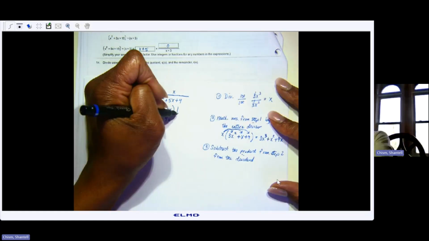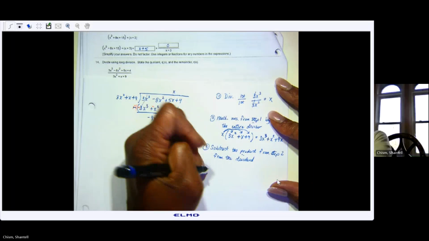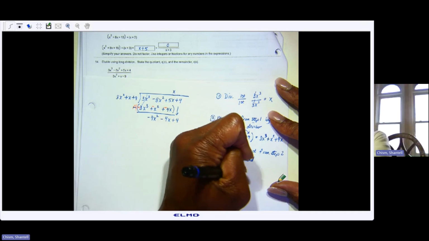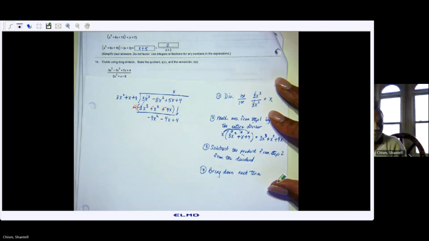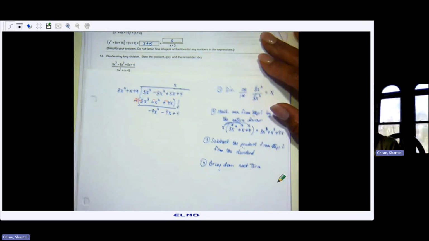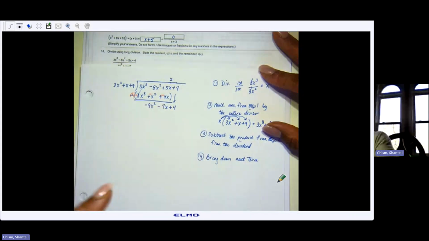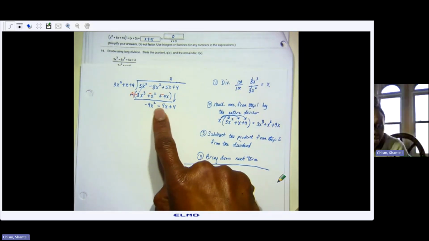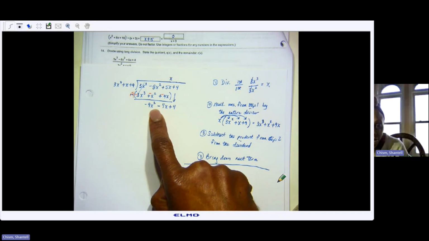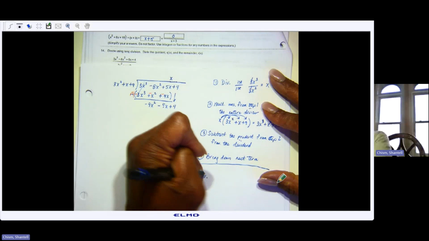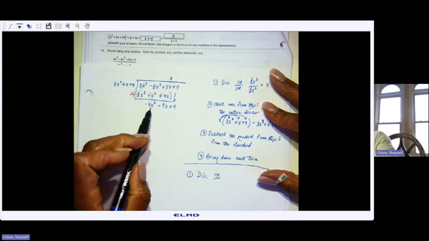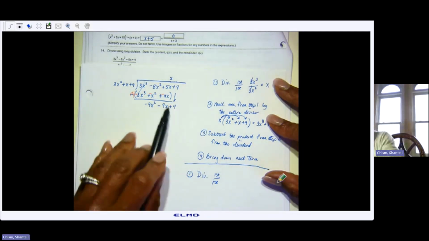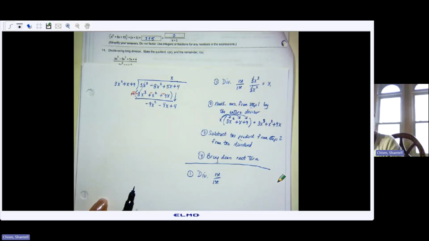Okay? And then we're going to bring down our next term. Step number 4, bring down the next term. Okay? Bring down our next term. So at that point, I start all over again. And this is now my new starting point. This right here is now my new starting point. So divide first term right here by first term here. When I bring down the next term, this is now my new starting point. So I ignore what I did before, okay?